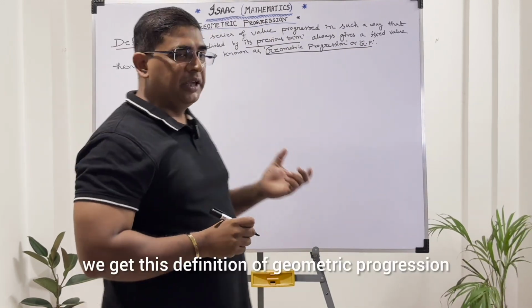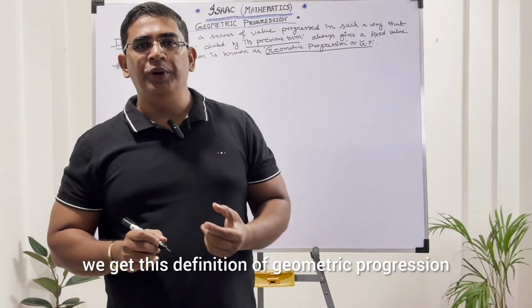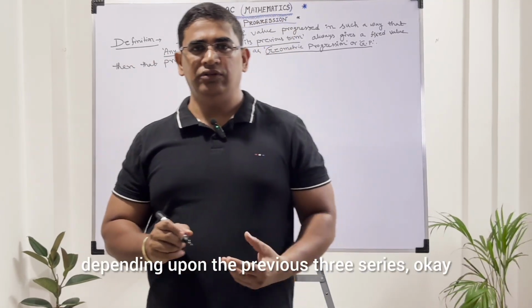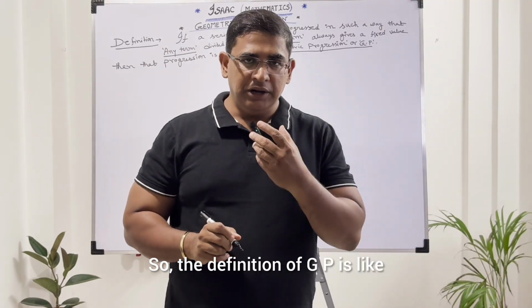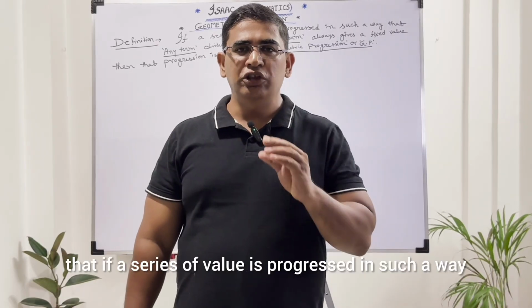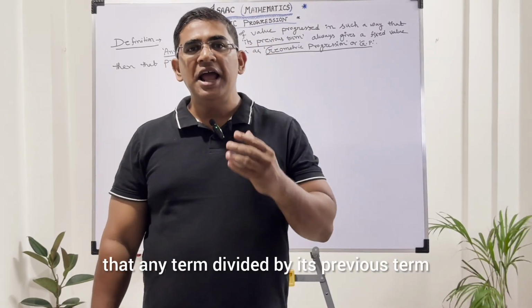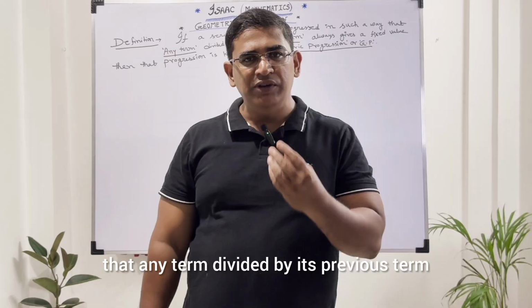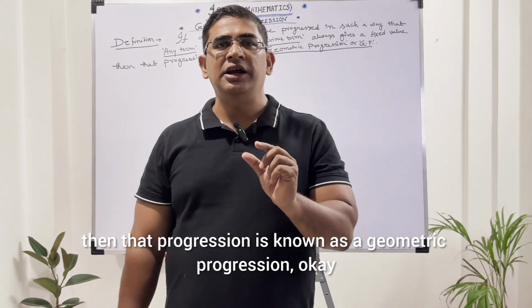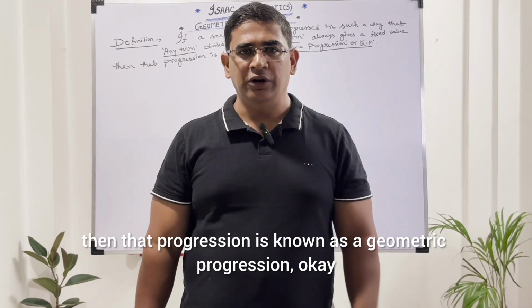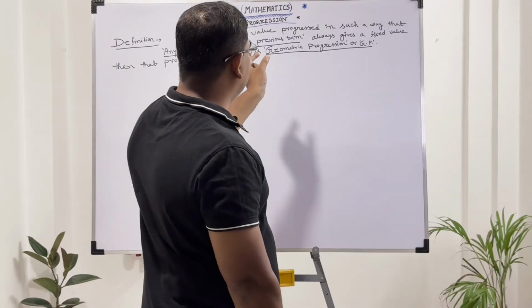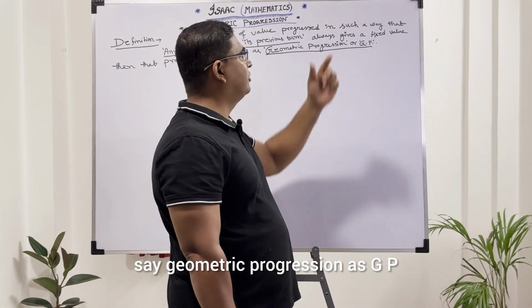So, we get this definition of geometric progression depending upon the previous three series. Okay. So, the definition of GP is like that: if a series of values is progressed in such a way that any term divided by its previous term always gives a fixed value, then that progression is known as a geometric progression. Okay. In short, we can say geometric progression as GP.